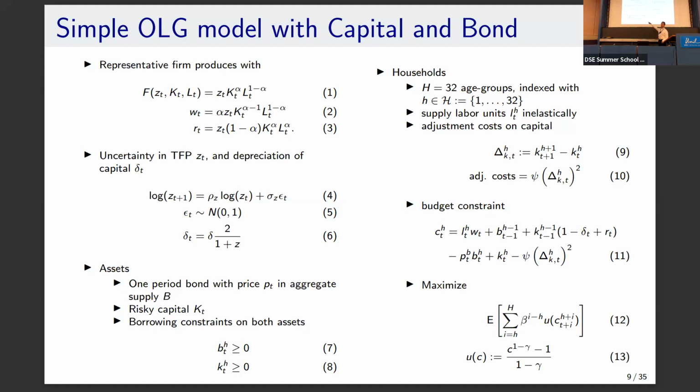And we assume that the bond is in net supply B, which is constant, and there's aggregate capital. The households receive a labor endowment, which they provide inelastically. It will depend on the age. There will be a life cycle. We will not have death, so we will assume that people always live the whole 32 periods, and then when they become 32, they know that tomorrow they are dead, and we also assume they eat up everything before they die.